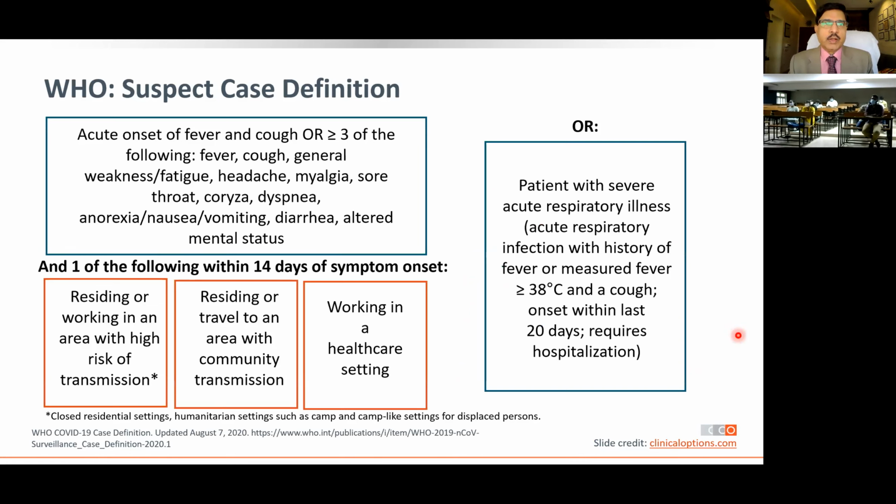Now, WHO, what is a suspect case? According to the latest WHO definition, what is a suspect case? Acute onset of fever and cough, or three of the following: fever, cough, general weakness, fatigue, headache, myalgia, sore throat, coryza, dyspnea, anorexia, nausea, vomiting, diarrhea, altered sleep.